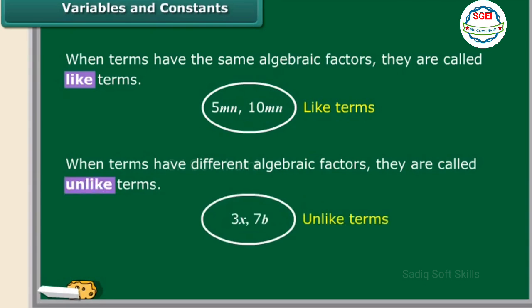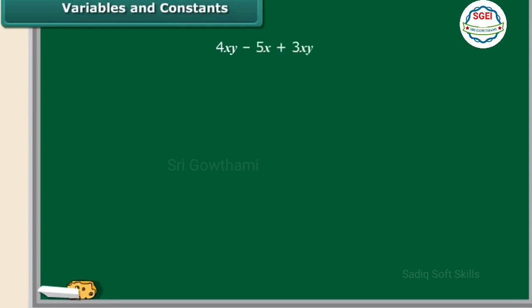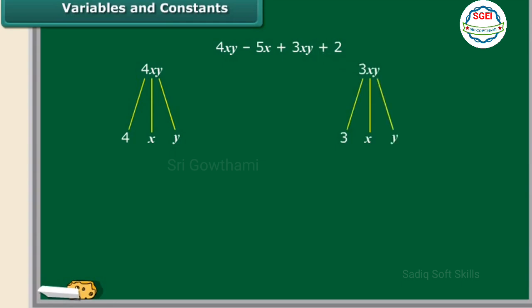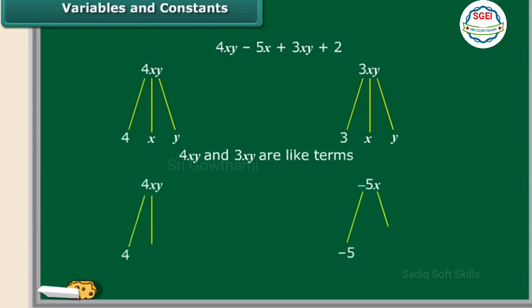Let us see an example. We have an expression 4xy minus 5x plus 3xy plus 2. Now, look at the terms 4xy and 3xy. The factors of 4xy are 4, x and y. Likewise, the factors of 3xy are 3, x and y. So both the terms have the same algebraic factors, which means 4xy and 3xy are like terms. On the other hand, the terms 4xy and minus 5x have different algebraic factors. So, they are unlike terms.